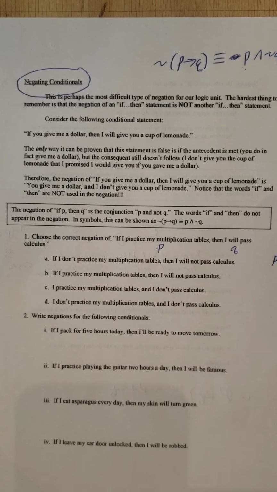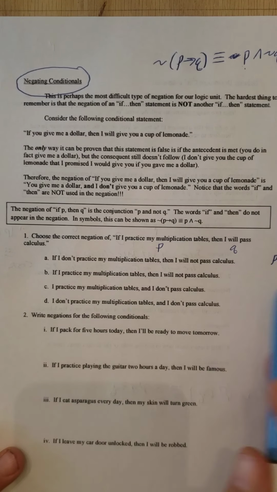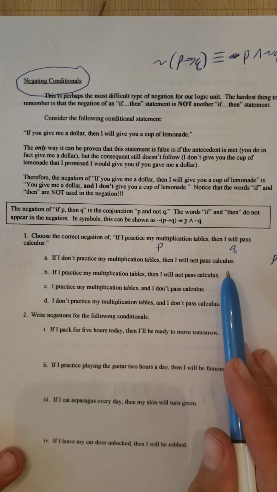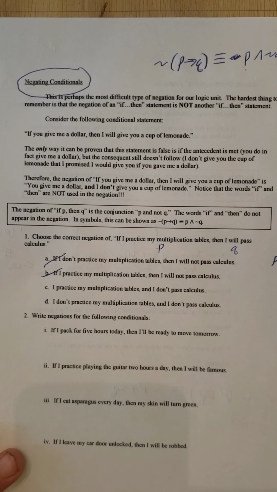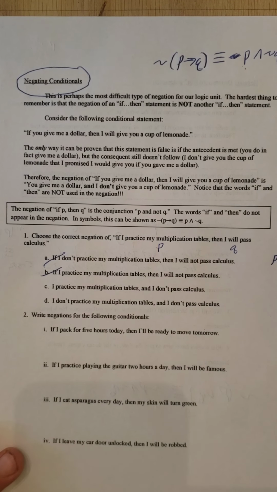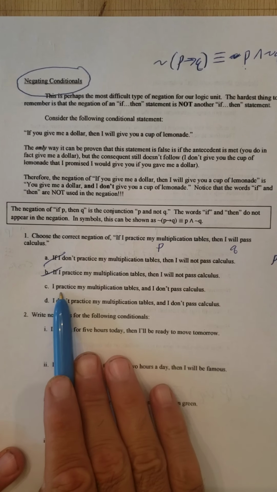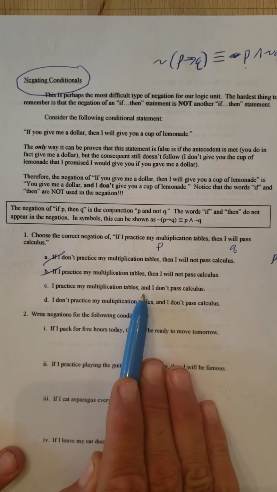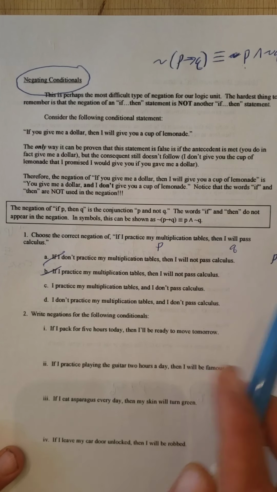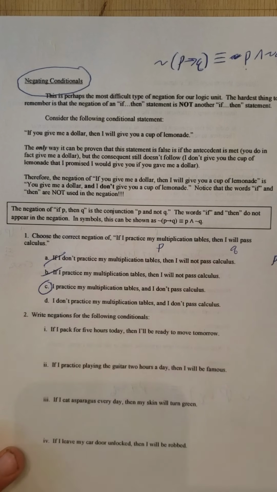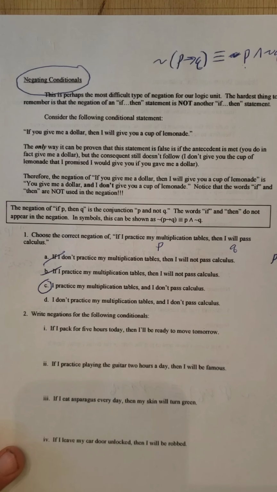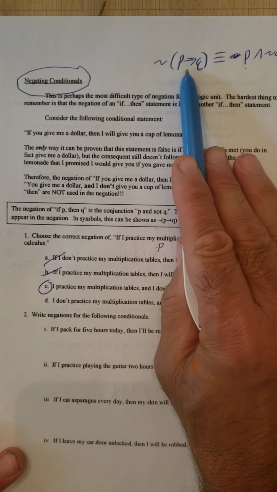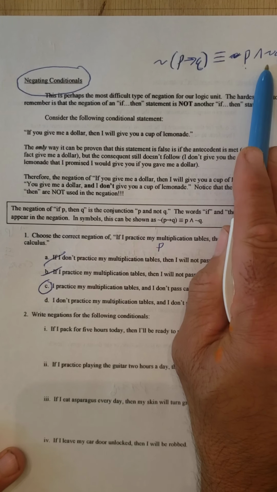Don't use another if then. And I do this, this is going to show up on your test for sure. Right away, I know it's not these two because they have an if statement in them. So it can't be that. So what is this? I practice my multiplication tables and I don't pass calculus. That's the one I'm looking for. Okay? So be careful with this. The negation of a conditional statement is an and.